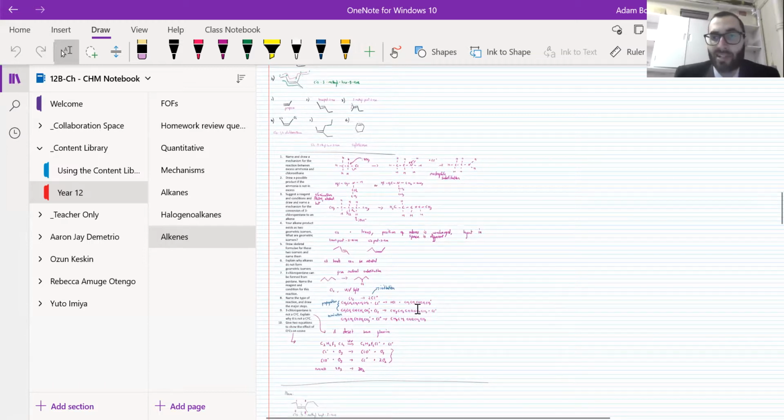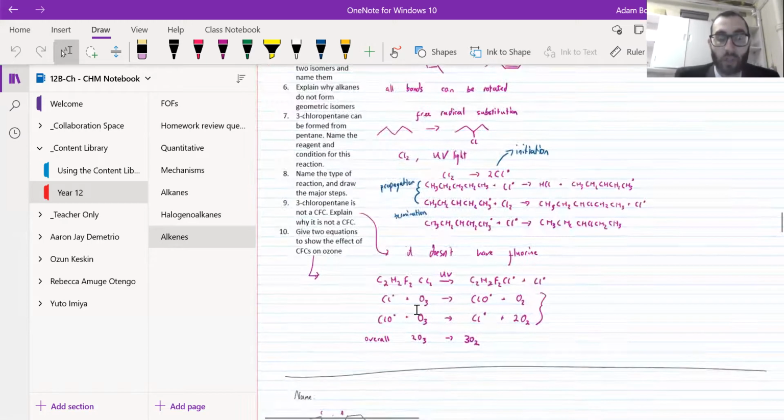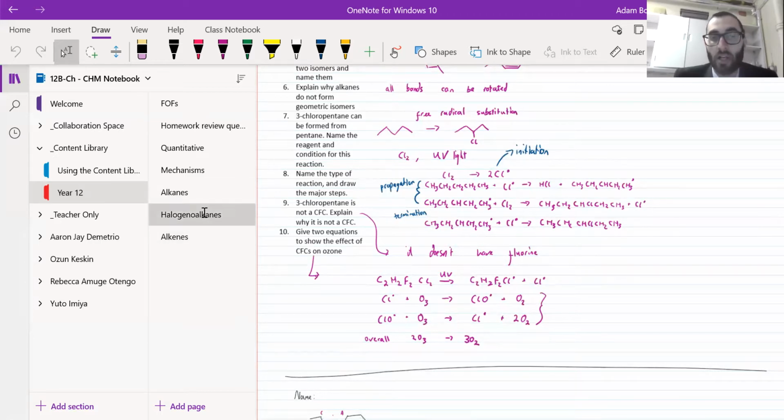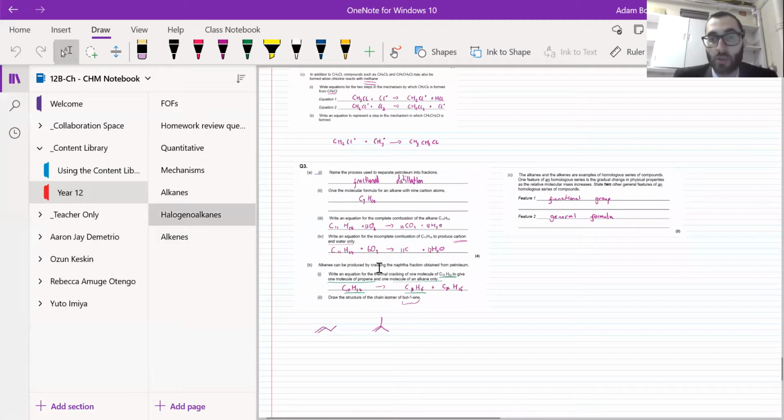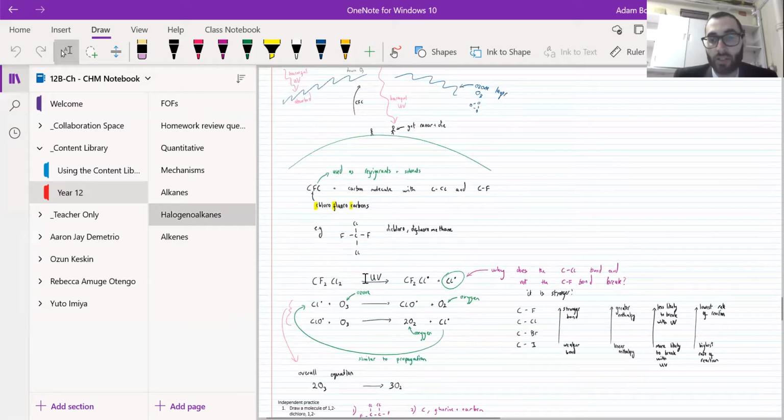Because everything's there, it's like having a virtual textbook in front of you, but one that's tailored to you and to the stuff that you've learned. It's not difficult to go hunting for what you need. If I've asked a question, for example here, about the equations to show the effect of CFCs on ozone, the students know that's from halogen alkanes. If they can't remember how to do that, they just open up the other page in the notebook, and they can see the notes. Here it is. This is when we did UV and ozone.